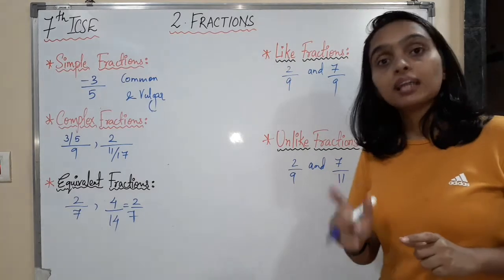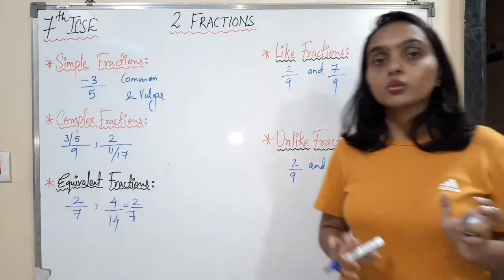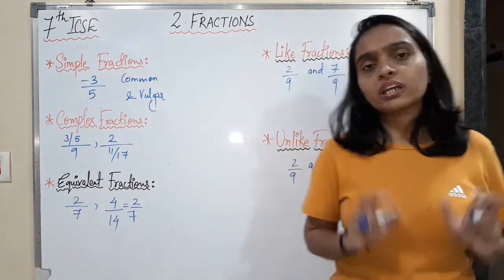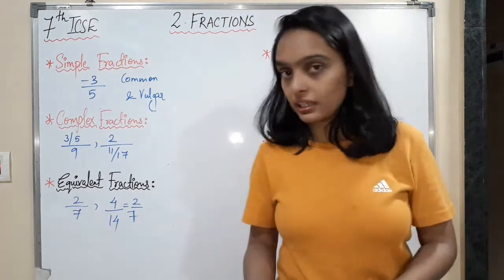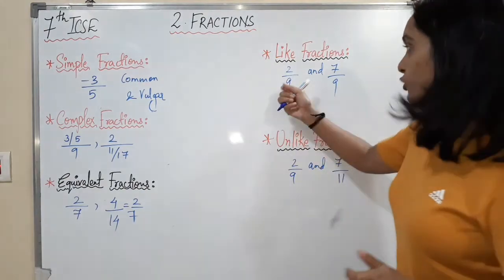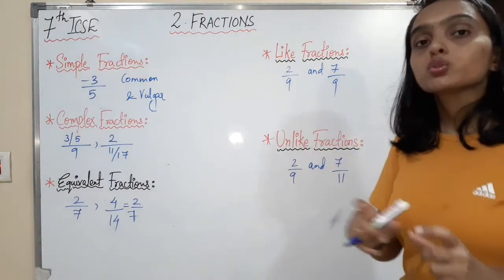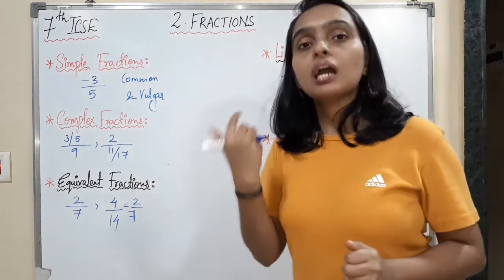Then we will get the like fractions. Now we will see the comparison of fractions. To compare the fractions, for any two given fractions, it will be either like fractions or unlike fractions. If they are like fractions, their denominators will be the same. So the fraction with the greater numerator value will be greater.